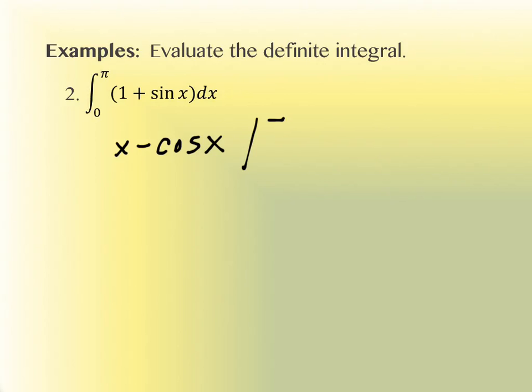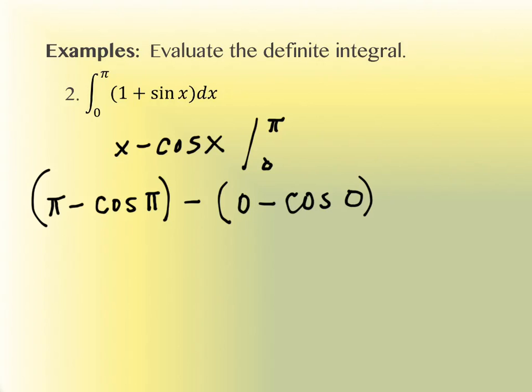We're evaluating this at pi and at 0. So this is actually one where you can do it in your calculator. I actually think it's probably quicker if you do it by hand. So this is pi minus the cosine of pi. And again, remember, we don't need the plus C's. We talked about in the last one. Minus 0 minus the cosine of 0. Well, pi is pi. That's all great.